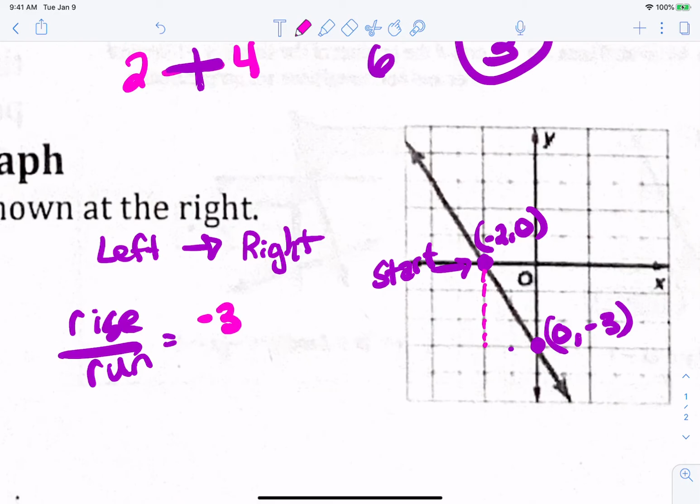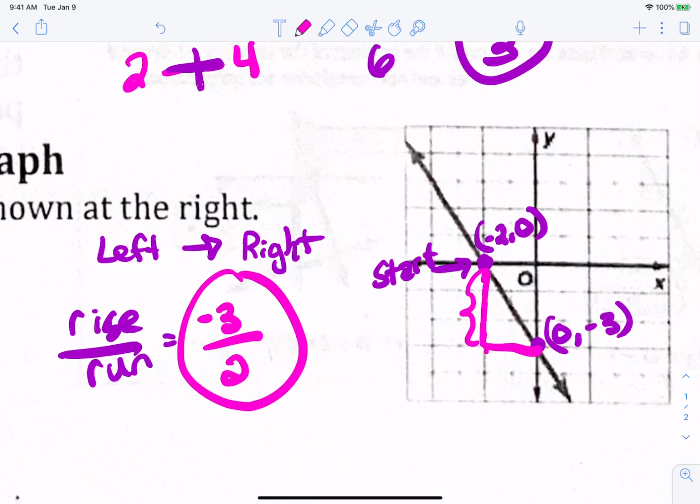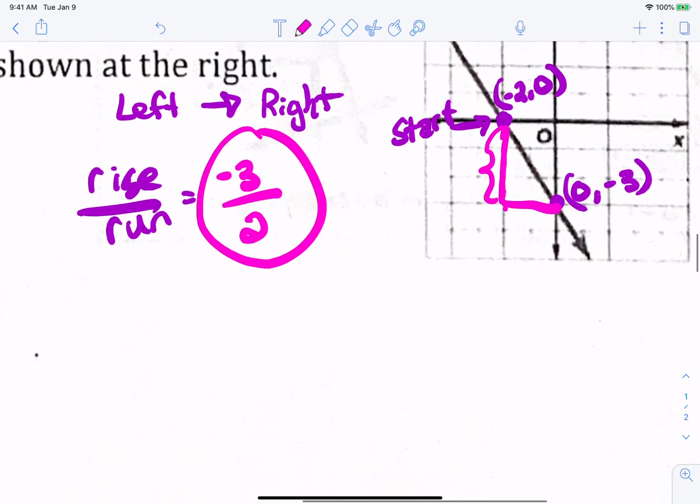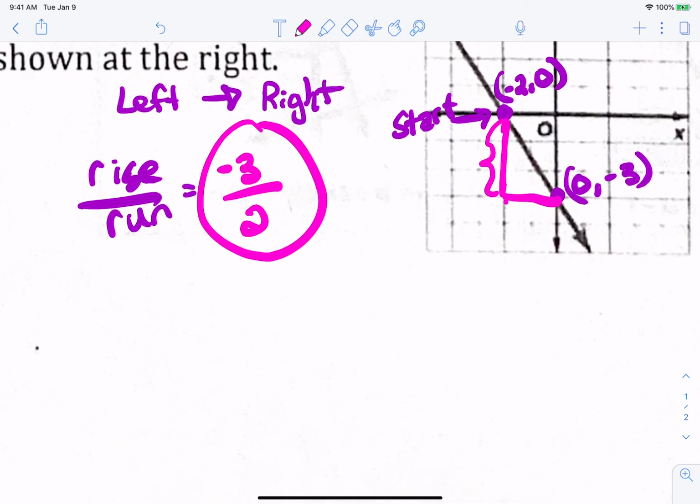All right, so I'm rising a negative 3. I'm going down 3. That's the distance from here to here. And how much am I running to get from that point over? I am running 2, so my slope is negative 3 halves. From one point to the other, I'm going down 3 over 2. Done.